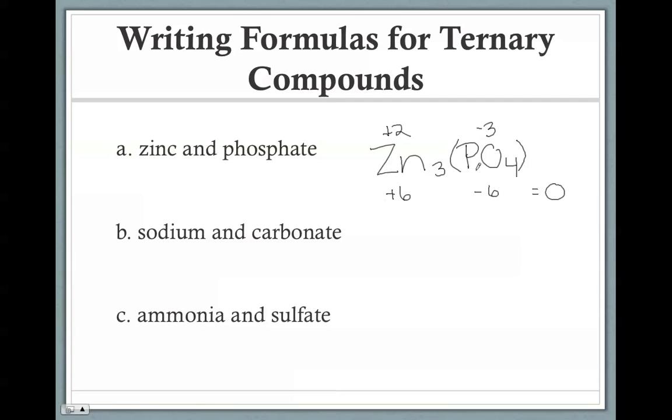And then each phosphate is -3. So to get to -6, I need 2. So negative 3 times 2 gives me negative 6. And then I equal 0. So that's my final formula, Zn3(PO4)2.